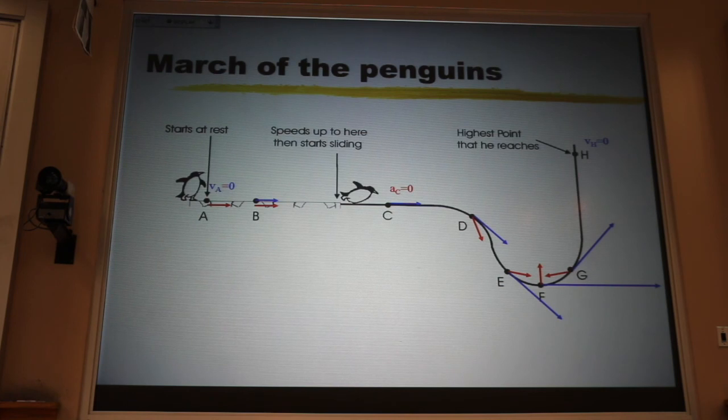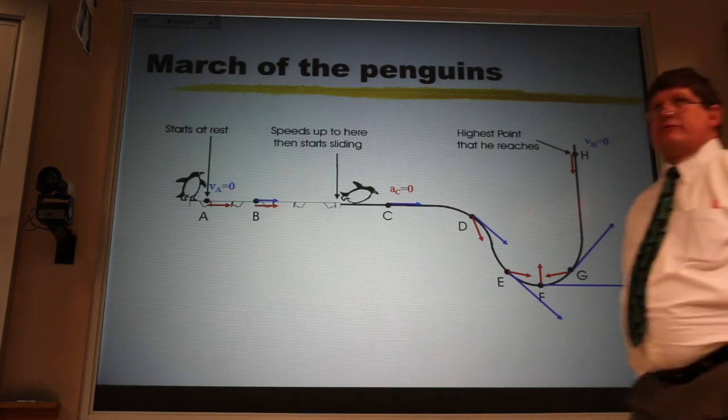At H, I'm coming in before I go the other way. And so just like our bungee cord problem, the acceleration would be back along the path. Check that your neighbor could do one of these problems, because you will have to do one of these problems tomorrow.